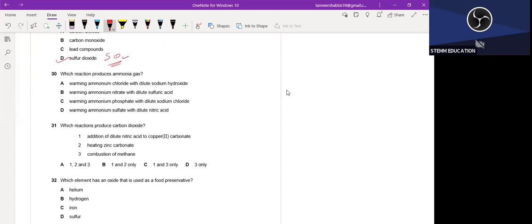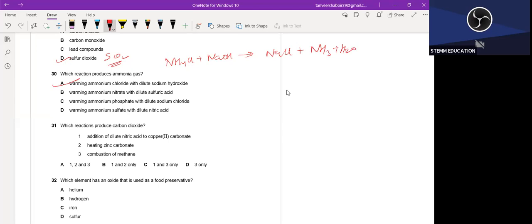Now question number 30, which reaction produces ammonia gas? So ammonium chloride reacting with dilute sodium hydroxide. This is ammonium chloride reacting with NaOH. So what will happen here? NaCl, ammonia and water molecule. So ammonia will form using the first reaction.